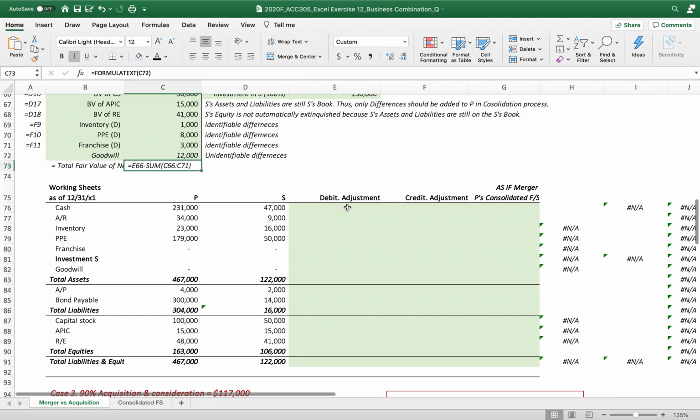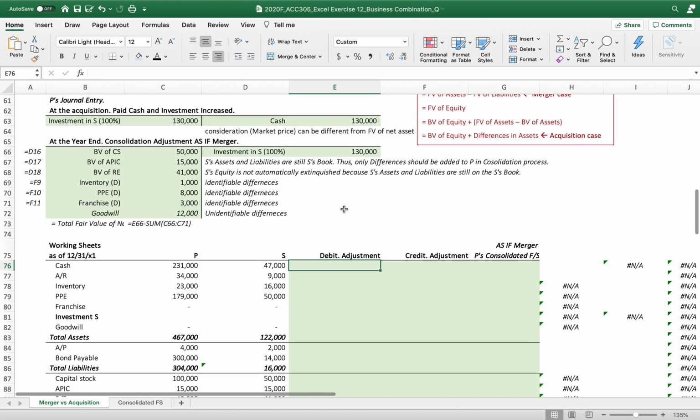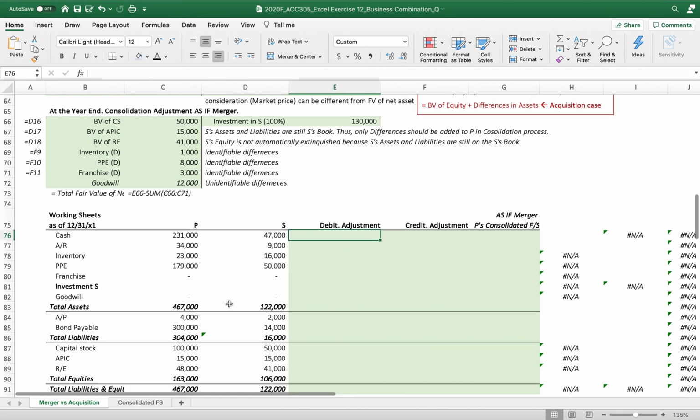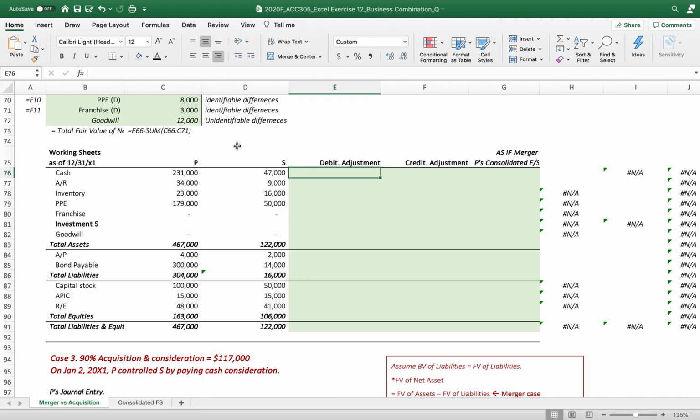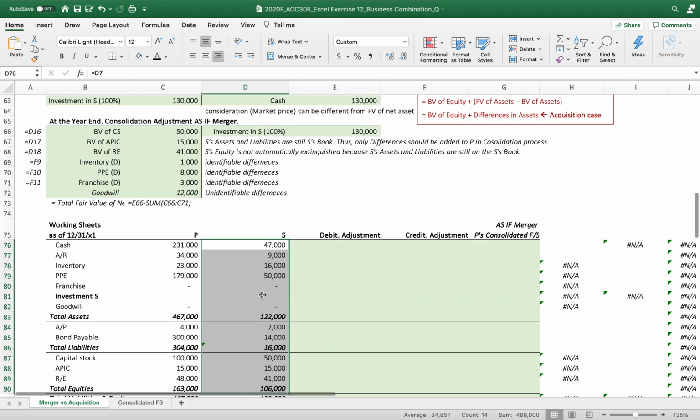Okay, then let's put this journal entry into the working sheet. Now we want to combine these two companies. It's not a merger. That's why we are working this procedure on the working sheet. Only on the worksheet. We do not directly revise the financial statement of P company or S company. We do not touch S company at all. We are adjusting P company only by adding S company's information.